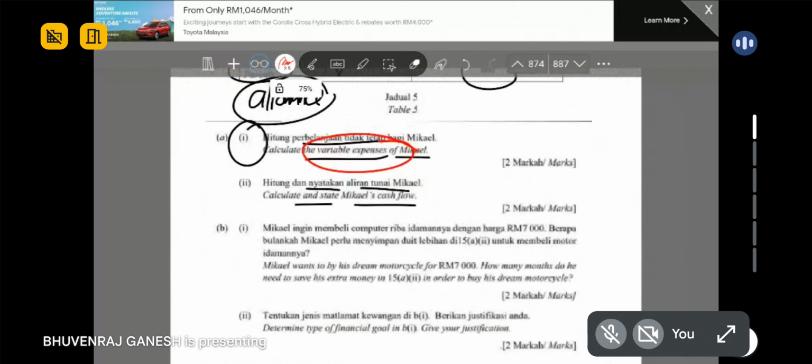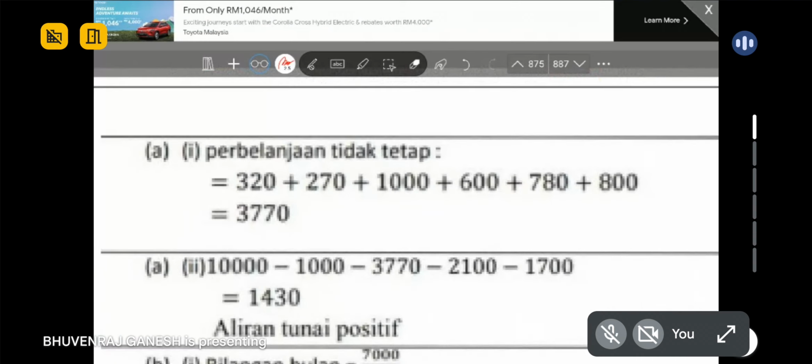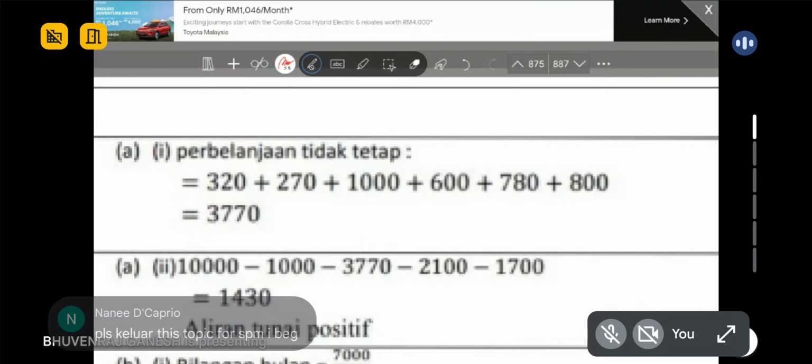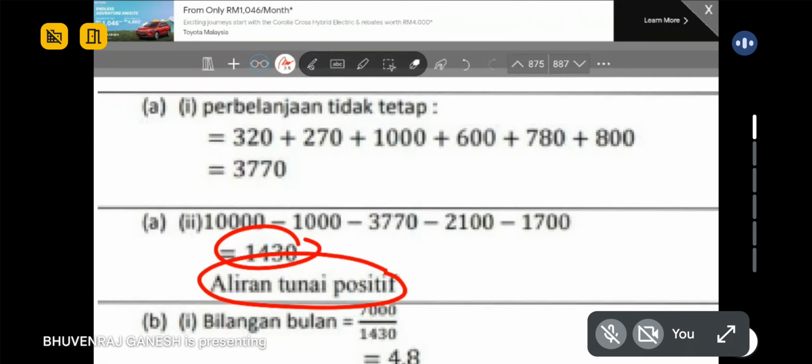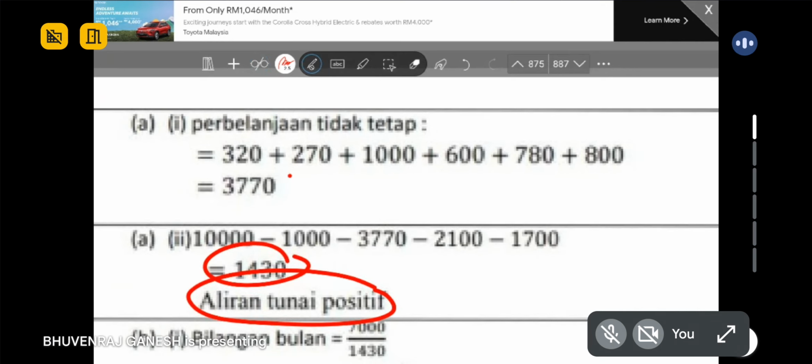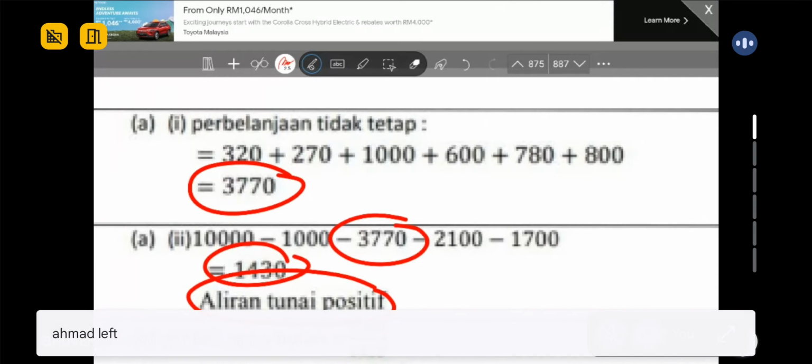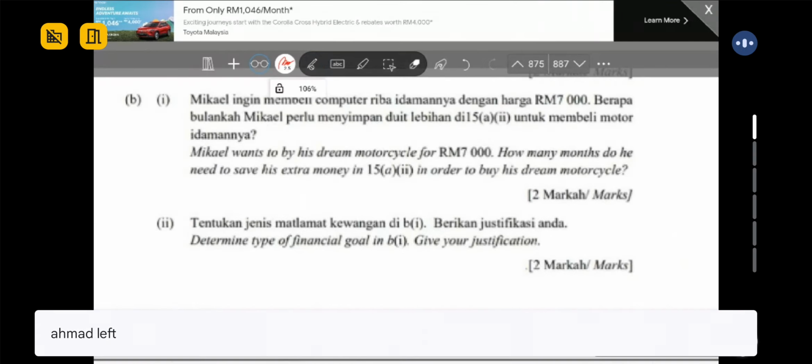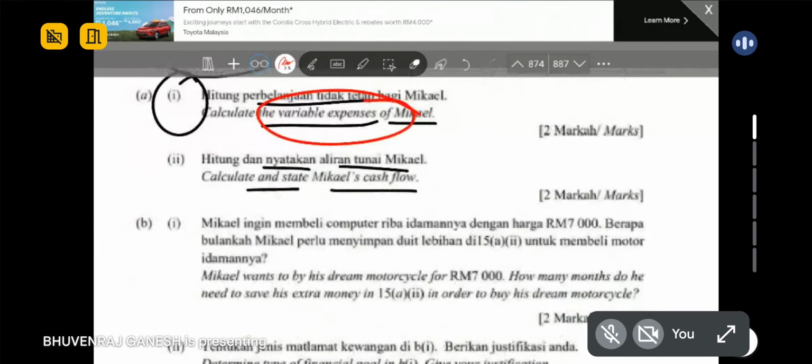So the working jalan kira is like this. You guys will actually get a positive cash flow. Aliran tunai positive. Will this topic come out for SPM? Will keluar one. Don't worry. Surely keluar one. So you can see you minus all these values. Kena tolak semua. Okay, so next one.